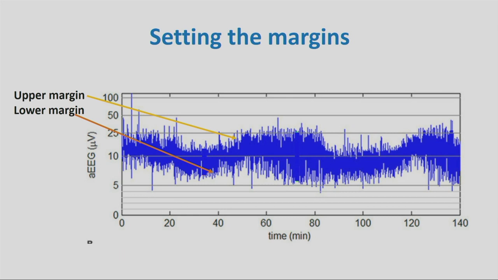And then how do we set the margins? So how do we define normality and abnormality? So this is an aEEG in a normal term baby, and the way you set the margin is you look where it becomes dense, and then you go somewhere slightly above it. So roughly here for the upper margin and roughly here for the lower margin. So in this baby, the upper margin is well above 10 and just below 25. And the lower margin is above 5 all the time.